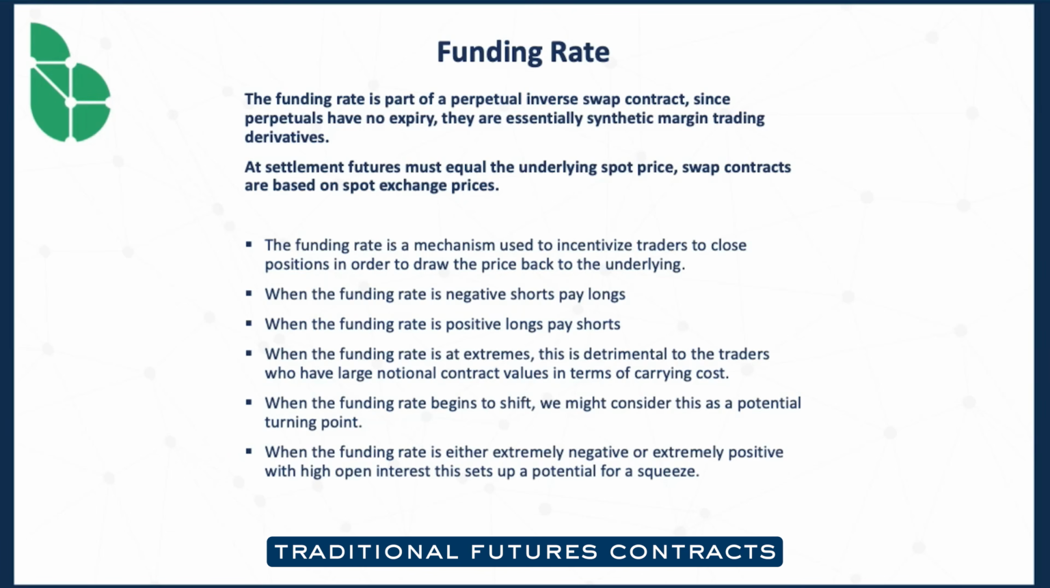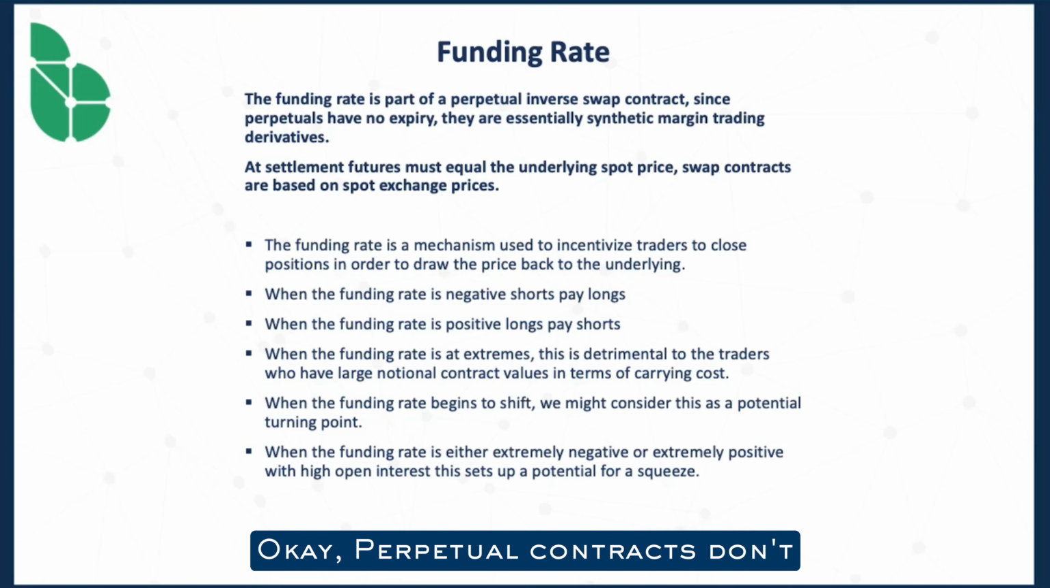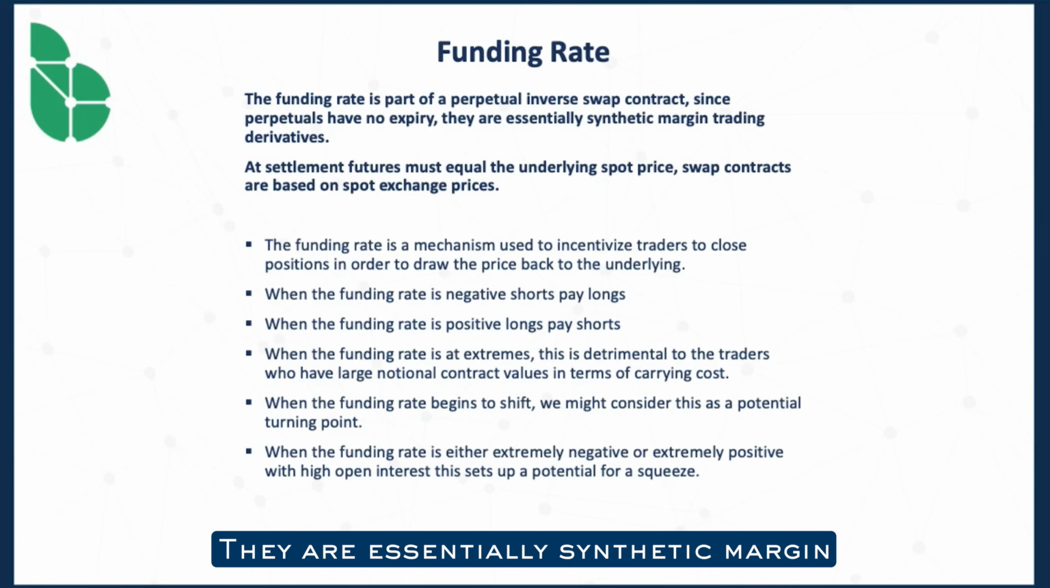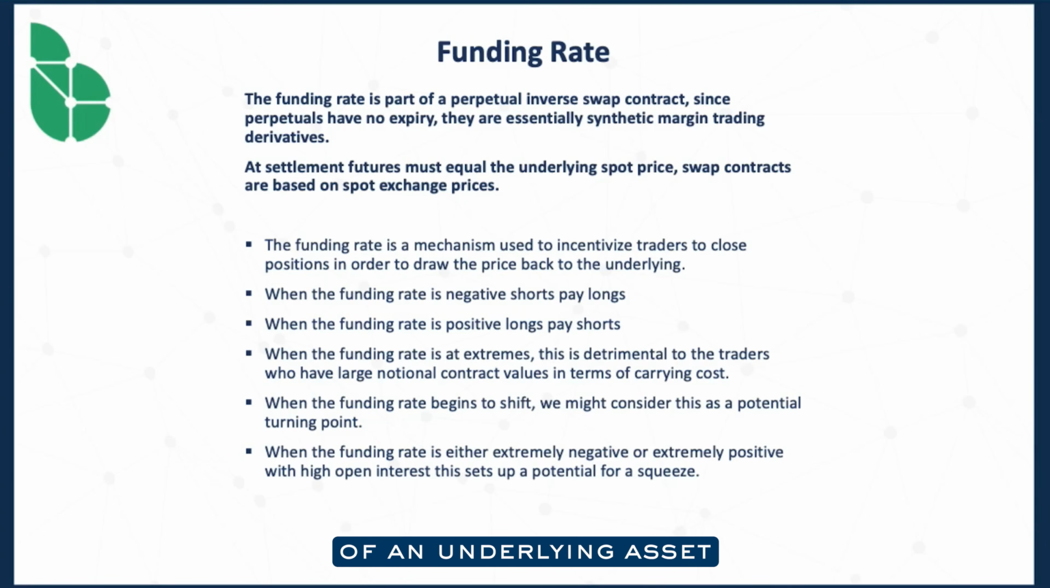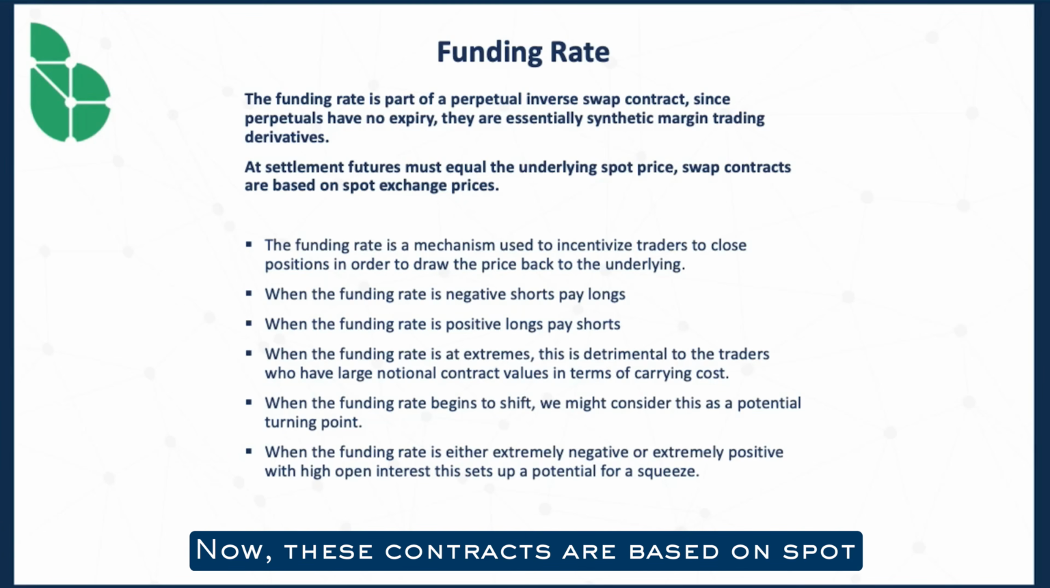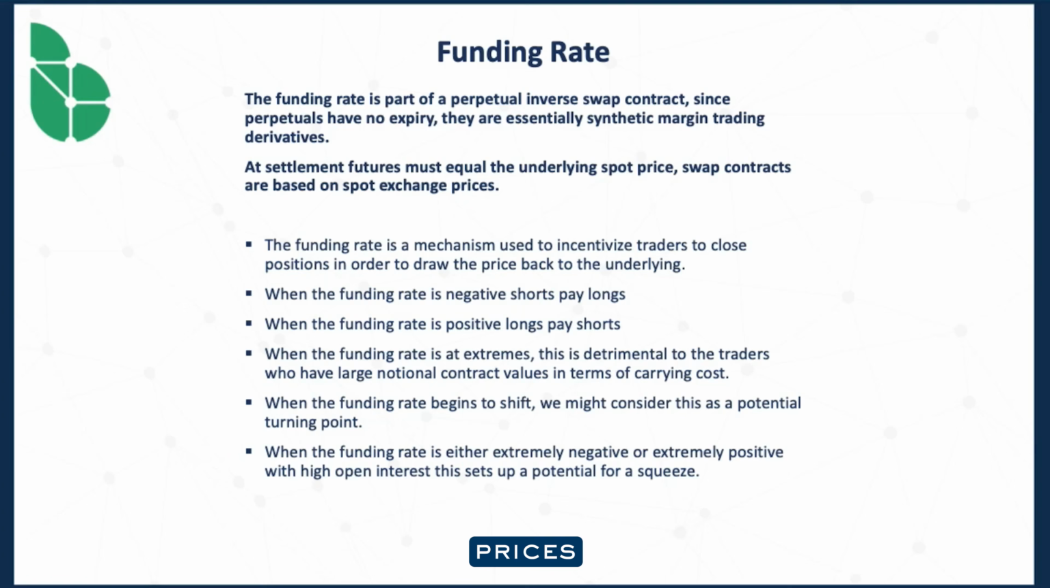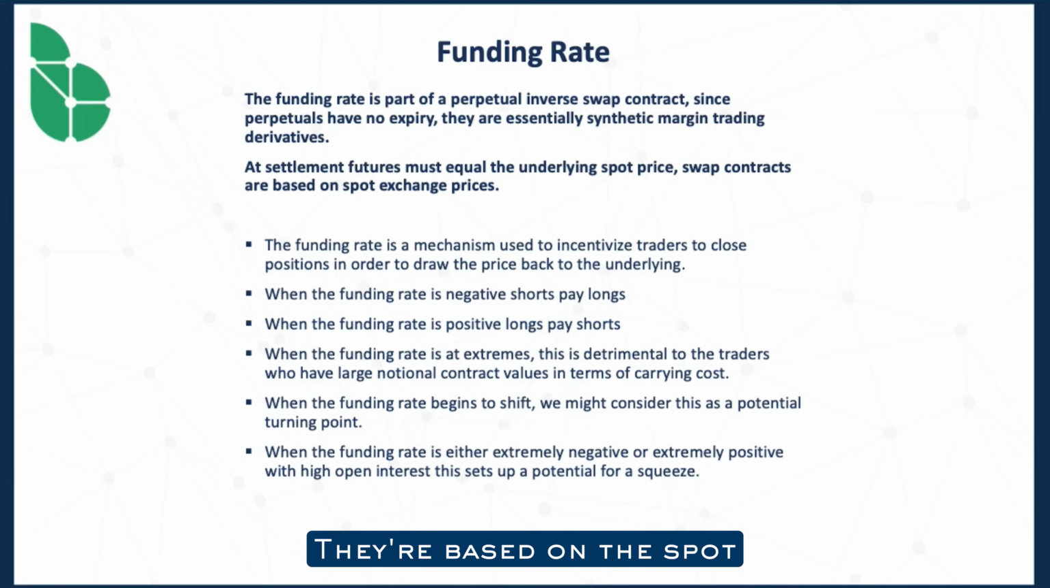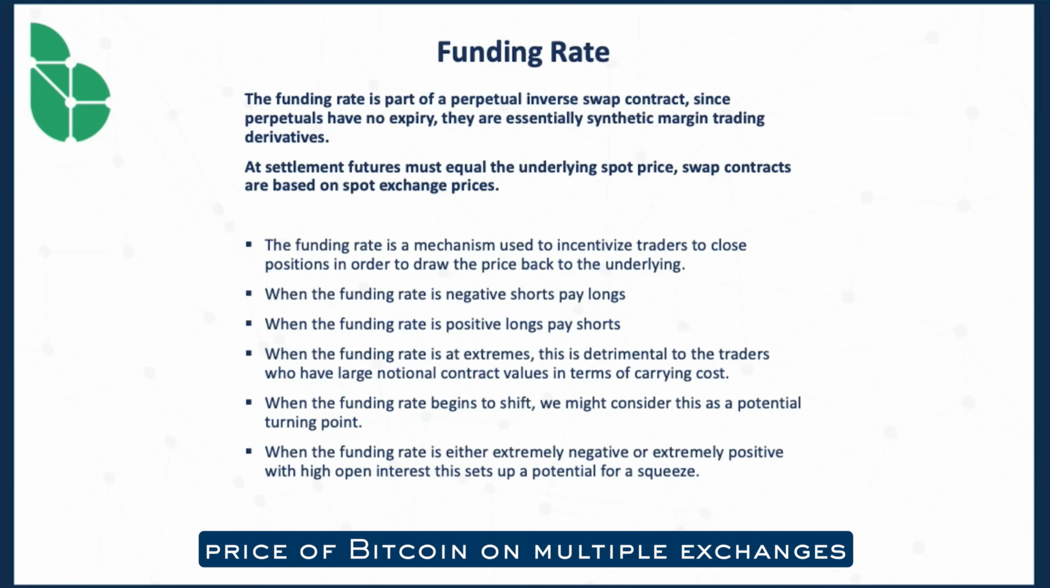Now, traditional futures contracts have an expiration and a settlement. Perpetual contracts don't. They're essentially synthetic margin trading derivatives of an underlying asset. Now, these contracts are based on spot prices. We'll use Bitcoin for example. They're based on the spot price of Bitcoin on multiple exchanges.